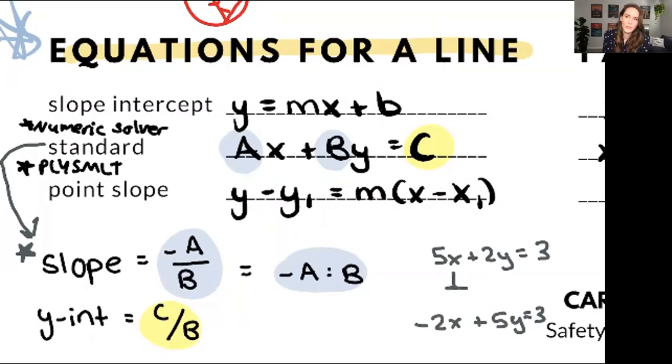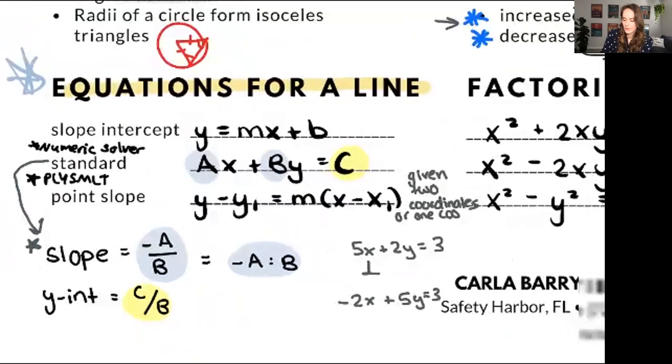And then point-slope form, y minus y1 equals m times x minus x1, is going to be useful if you need to find the equation of a line and you're given 2 coordinates, or 1 coordinate and the slope.